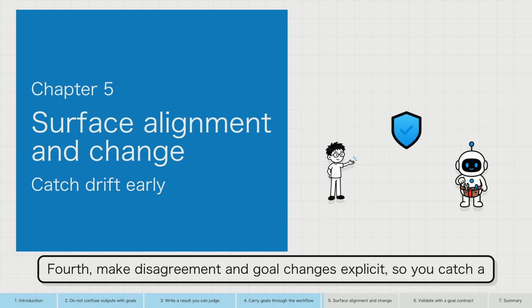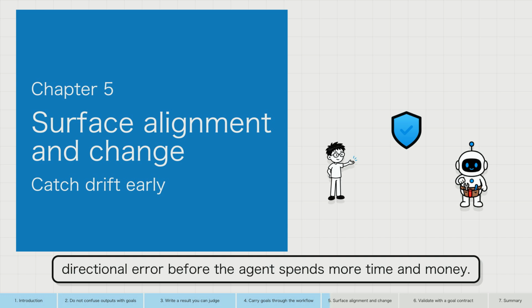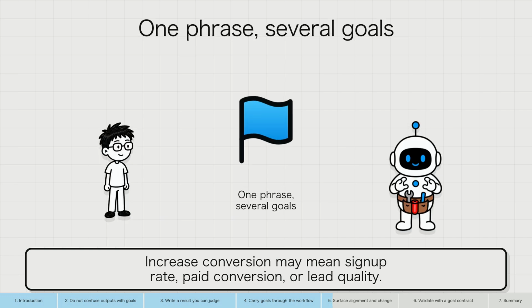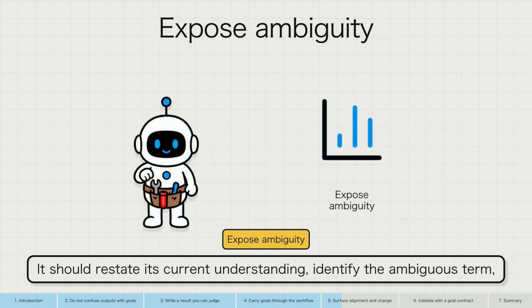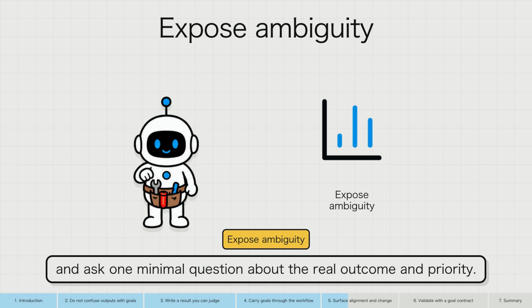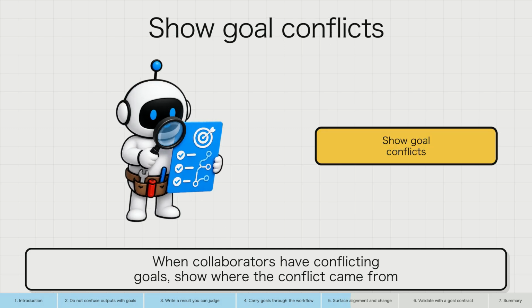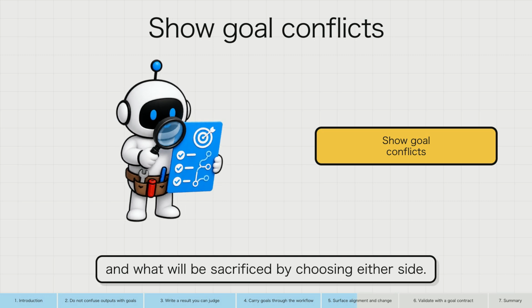Fourth, make disagreement and goal changes explicit, so you catch a directional error before the agent spends more time and money. Increased conversion may mean sign-up rate, paid conversion, or lead quality. An agent should not silently pick one interpretation and continue. It should restate its current understanding, identify the ambiguous term, and ask one minimal question about the real outcome and priority. When collaborators have conflicting goals, show where the conflict came from and what will be sacrificed by choosing either side.